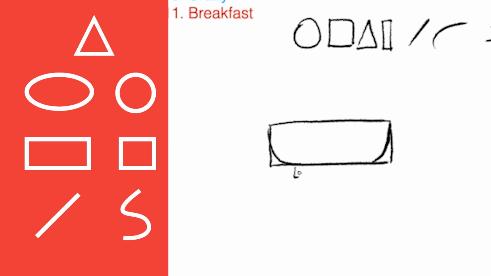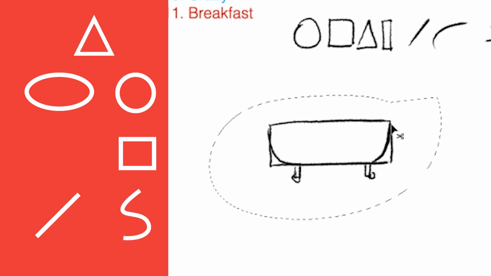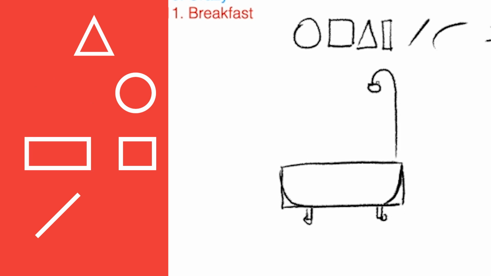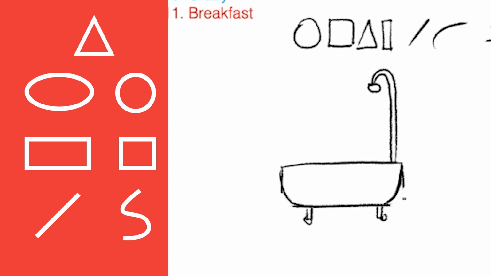And you could add little legs. You can also add a shower curtain. And we can also add two for a shower head. And we can erase this part down here. Okay. So how do we make it look like a bubble bath? Well, we can add circles. This makes it look foamy.